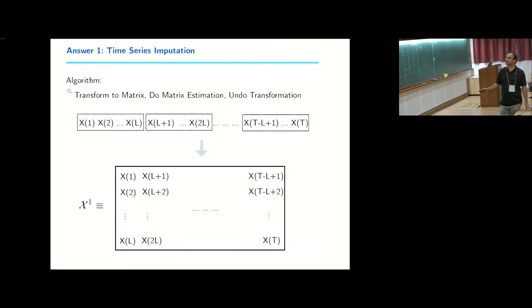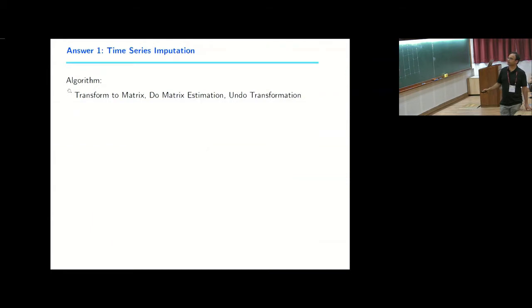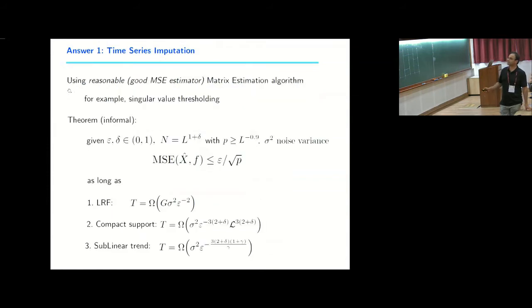Okay, that will give you x hats. Let's say x hat 1 would be exactly the proxy for f1. Sorry. Okay, so this one after matrix estimation will be proxy for f1, f2, and so on. Okay, and the claim is that this would work really well if you had a matrix estimation method which had a good, let's say, MSE estimator.